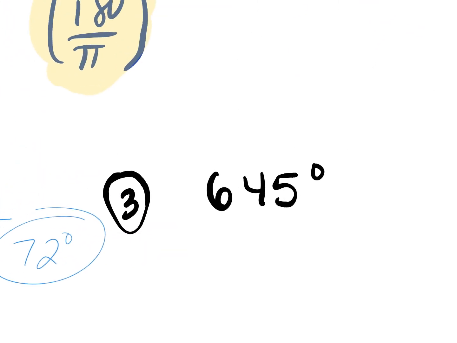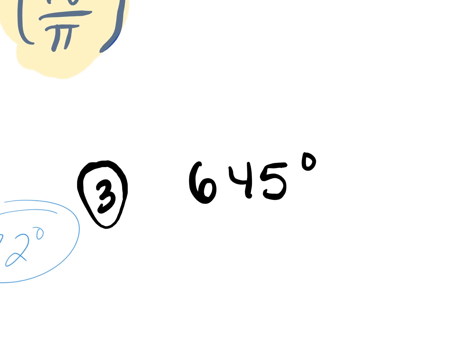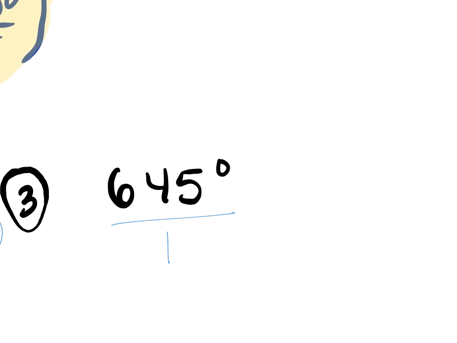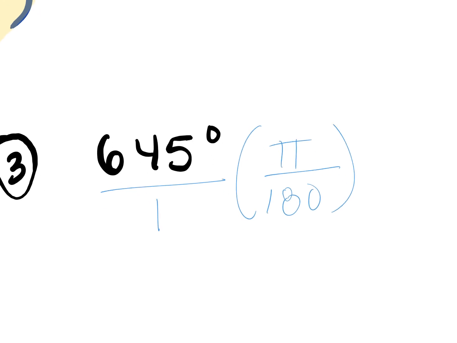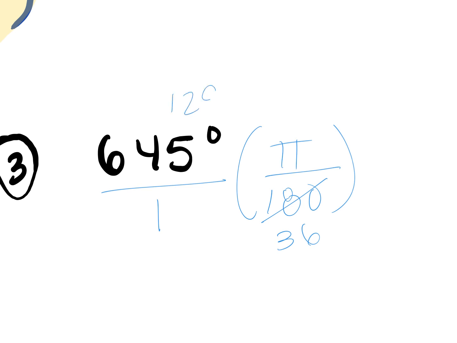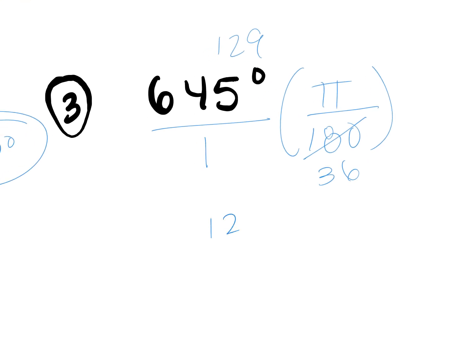What do you notice about 3? We're starting off in degrees, so we're going to radians, all right? So that degree symbol should be out of my answer. So I have 180 on the bottom and pi on top. I know that 5 goes into both of those. 5 goes into 180 36 times. 5 goes into 645. How many times? 129. All right, so I'm left with 129 pi over 36.